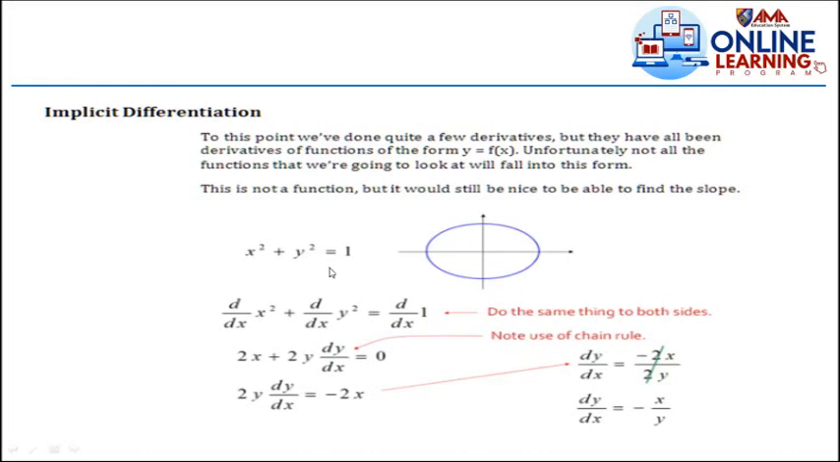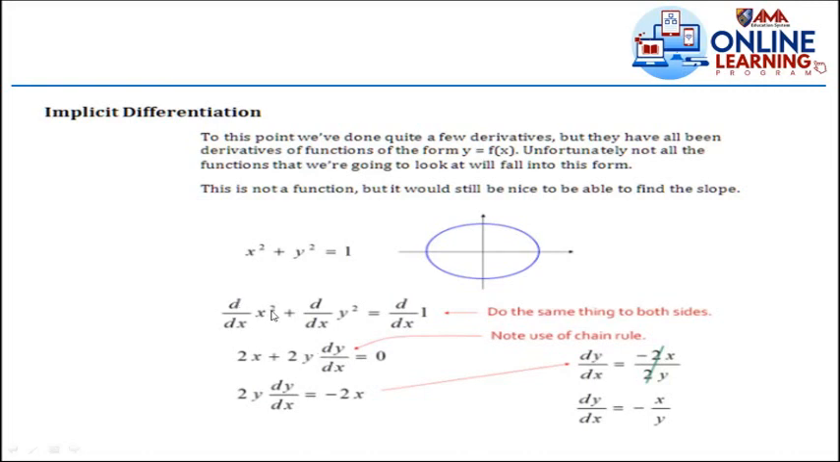So if this is our equation, we're going to get the derivative of x squared with respect to x plus the derivative of y squared with respect to x equal to the derivative of 1 with respect to x. So do the same thing to both sides. We're going to get their first derivative. So derivative of x squared is 2x. Derivative of y squared is 2y dy all over dx. Okay? So see now the difference, no?